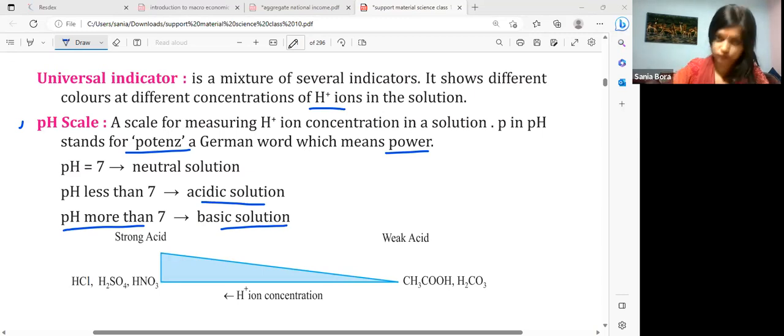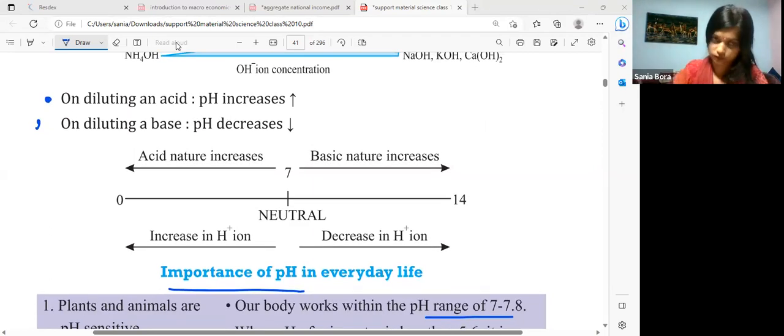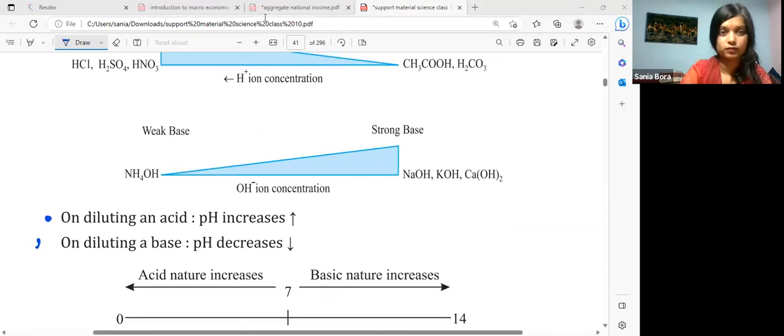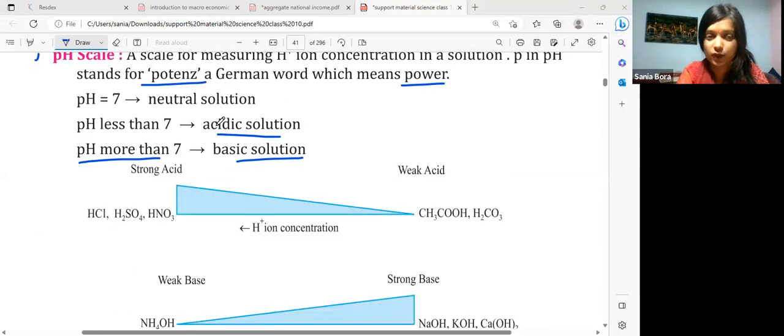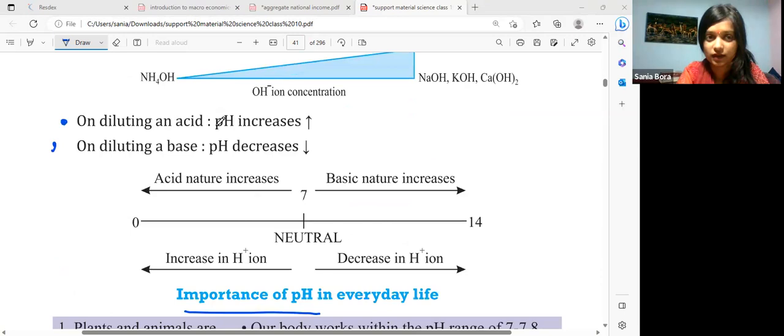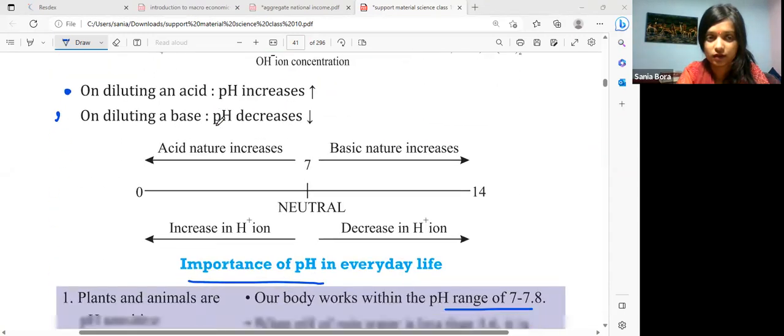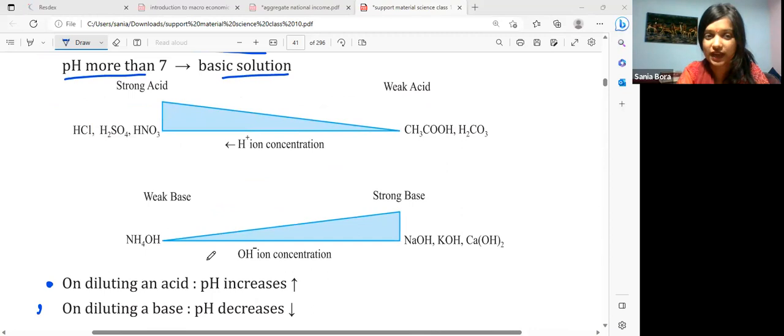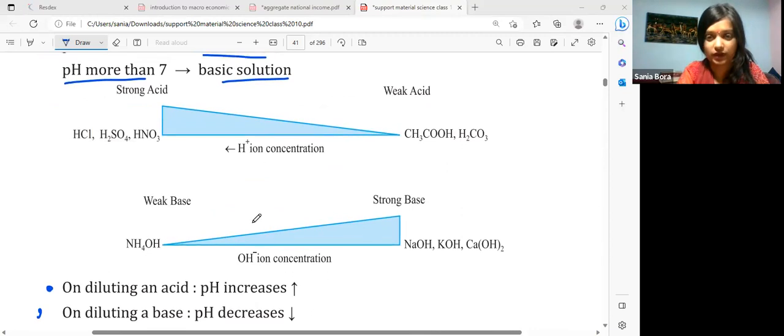Ma'am, can you scroll down? Ma'am, the base part, can you show? Sorry. Which one? This weak base, strong base. Didn't get this one, this diagram? This, yeah. Okay.